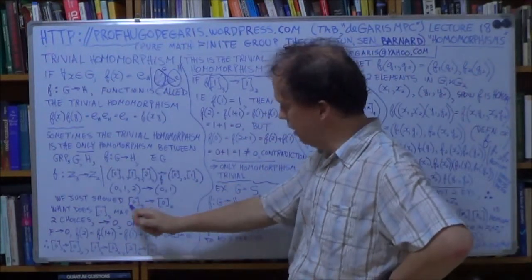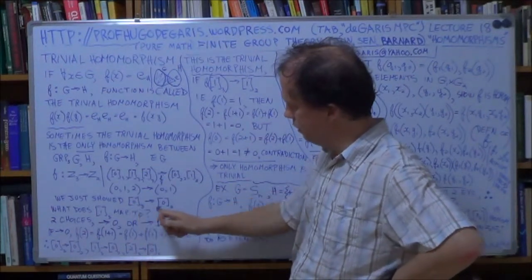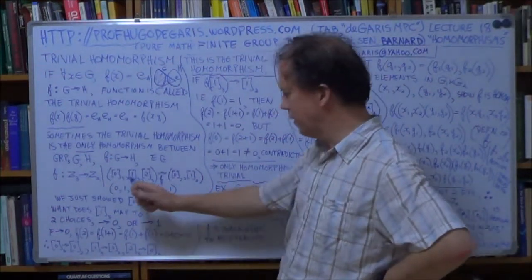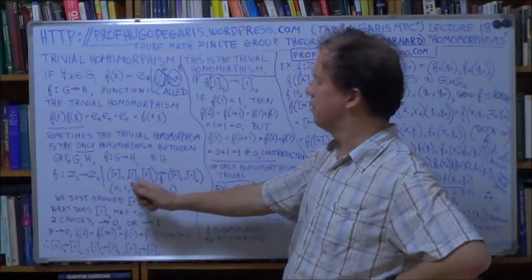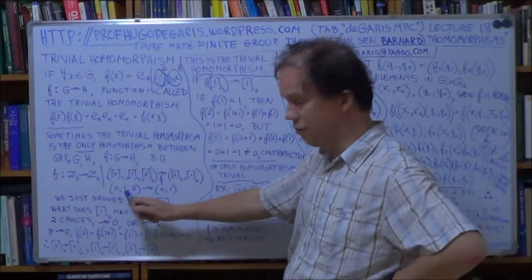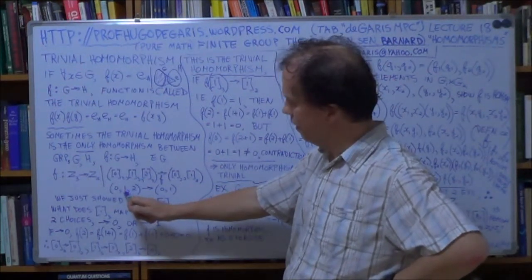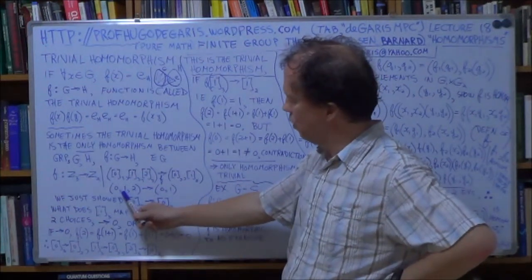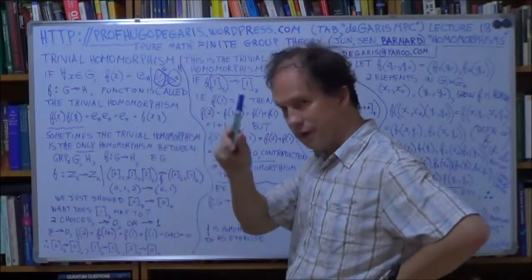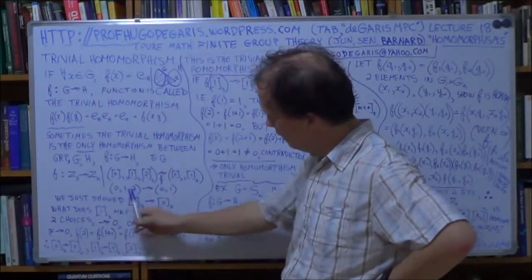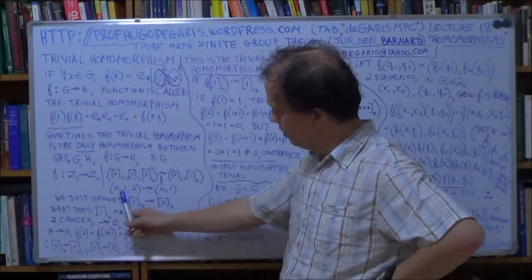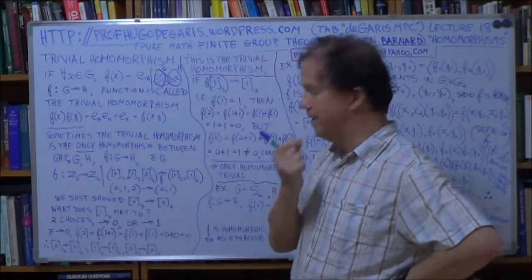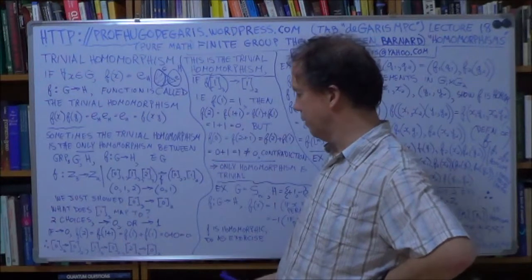So 0 mod 3 will map to 0 mod 2, right? Okay. So what about this one? What does this map to? What is 1 in Z3? 1 in Z3. What does it map to? Now we only have two choices, right? This one here maps either into 0 or into 1. So two cases. Let's systematically talk about those.